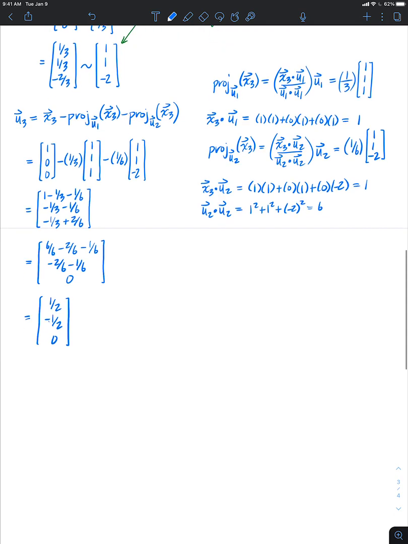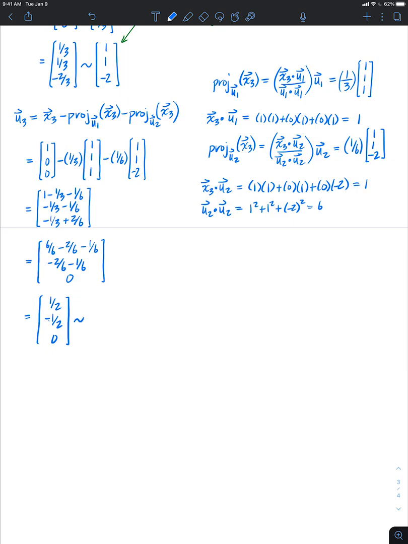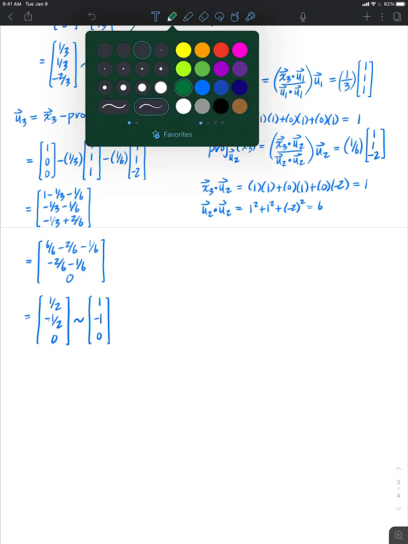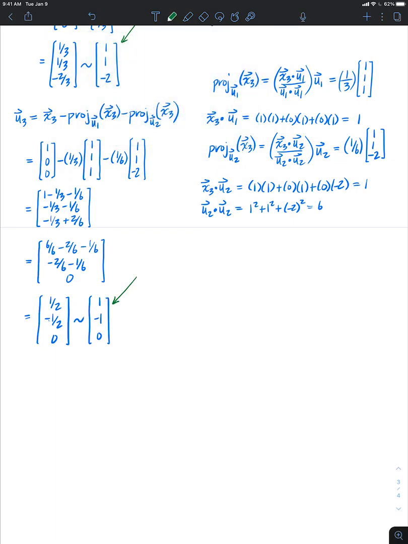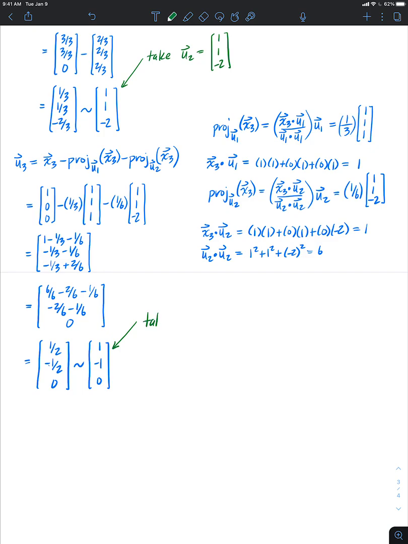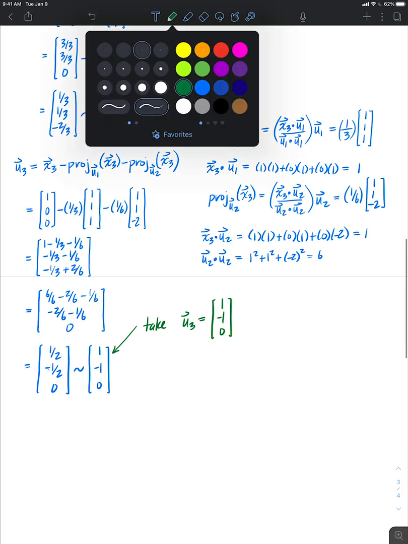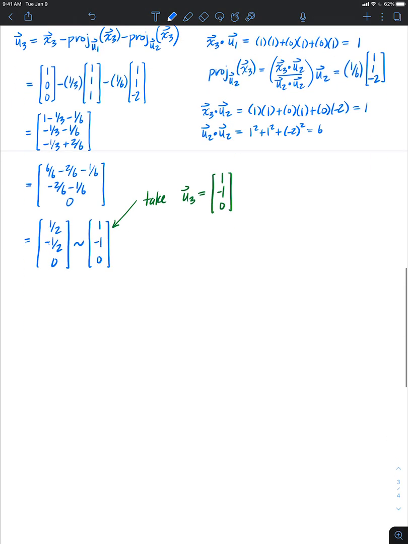Again, if you want to remove the fractions, we can make the observation that this is parallel to the vector 1, negative 1, and 0. And then I could take this to be u3. So take u3 to be equal to 1, negative 1, 0. Okay, so now we've got ourselves an orthogonal basis.